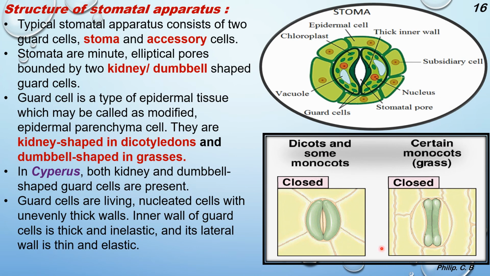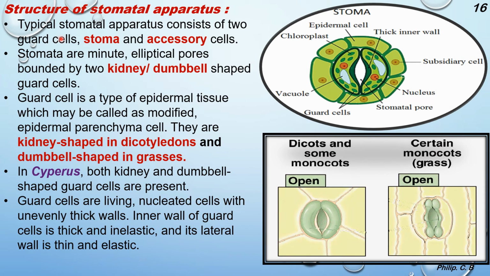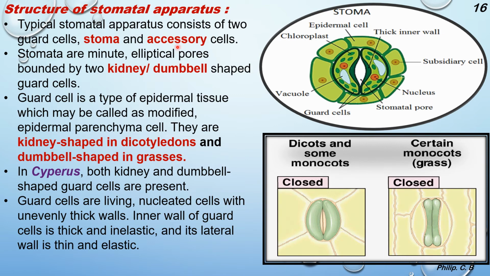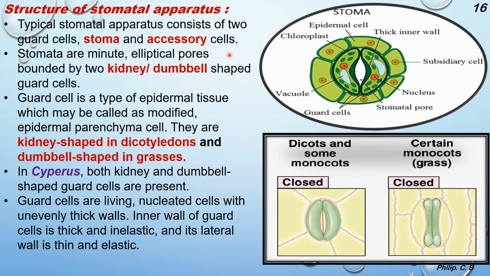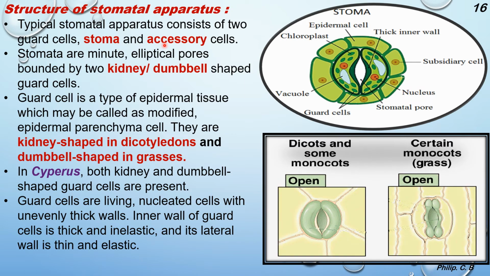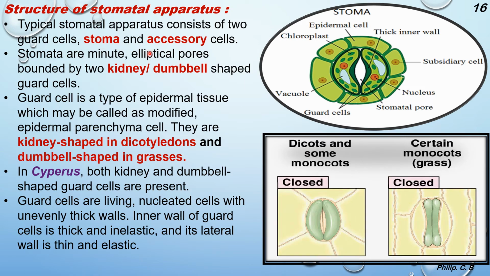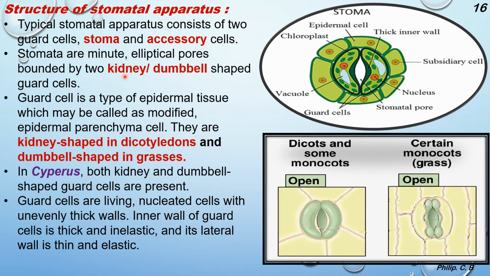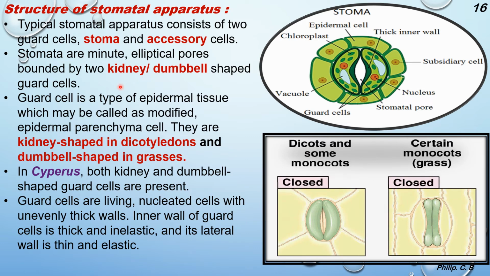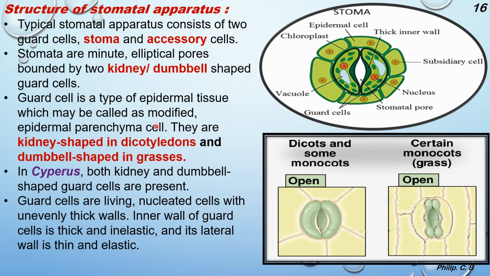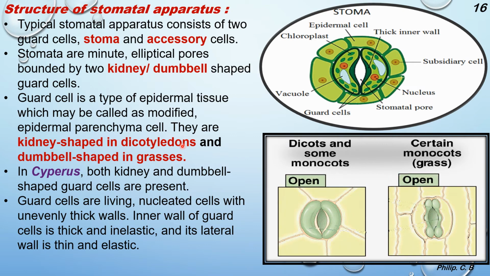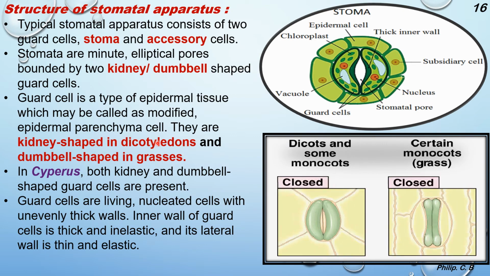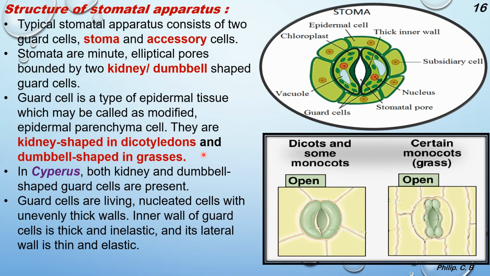Now, structure of the stomatal apparatus. A typical stomatal apparatus consists of two guard cells, the stoma and accessory cells. So two things are there: one is the stoma, the other is the accessory cells. Stomata are minute elliptical pores bound by two kidney or dumbbell-shaped guard cells. A guard cell is a type of epidermal tissue which may be called modified epidermal parenchyma cells. They are kidney-shaped in dicots, whereas dumbbell-shaped in grasses.